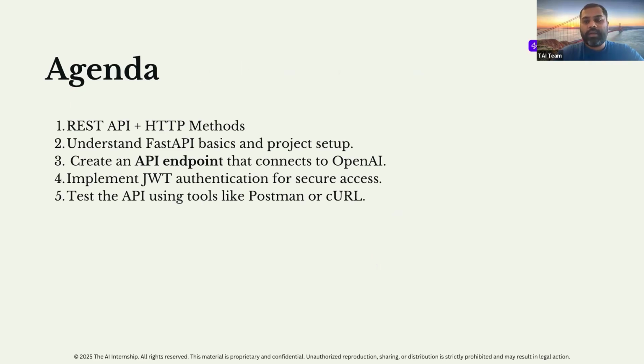We're going to try and cover REST API, a bit of HTTP methods, and then understand FastAPI. FastAPI is a Python library that lets you create these endpoints, and it's one of the most preferred tools for creating endpoints when you're building ML and AI applications. There are other alternatives, but I recommend FastAPI.